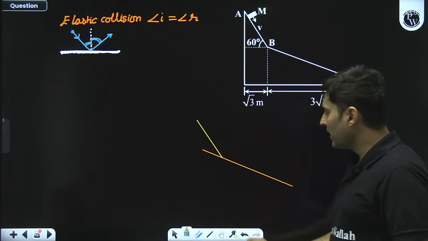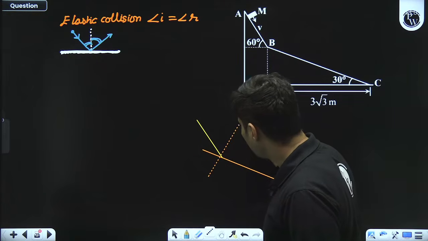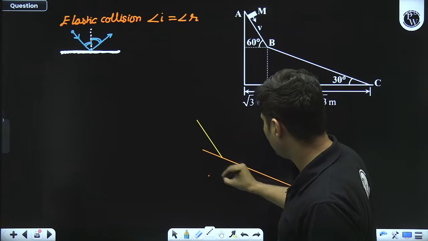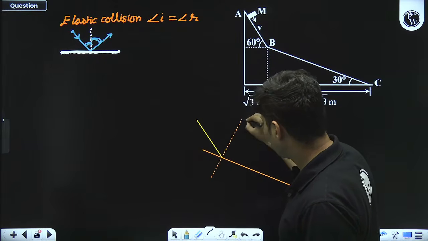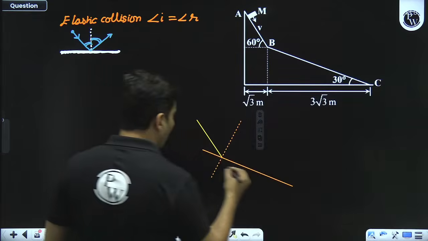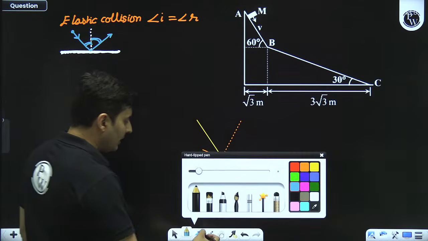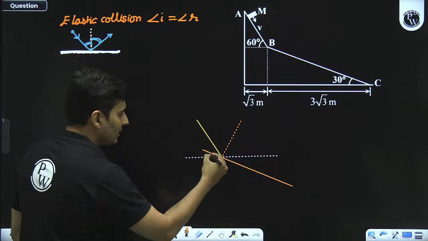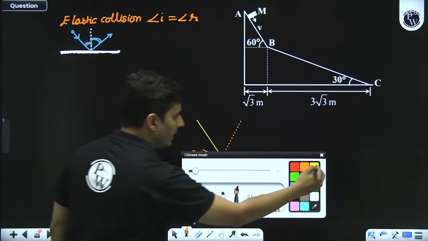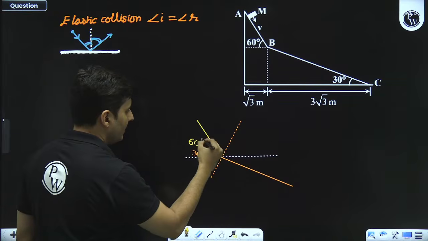So same thing over here. Let me first draw a perpendicular normal to this. This is that normal, the perpendicular drawn to it. Let me also draw the ground horizontal. Now let me start marking the angles one by one. This particular angle is 30 degrees. Then this angle obviously is 60 degrees.